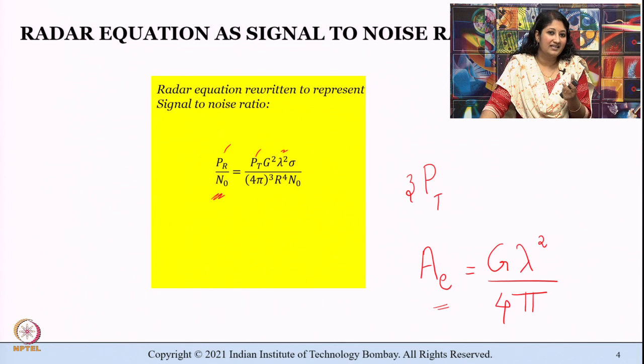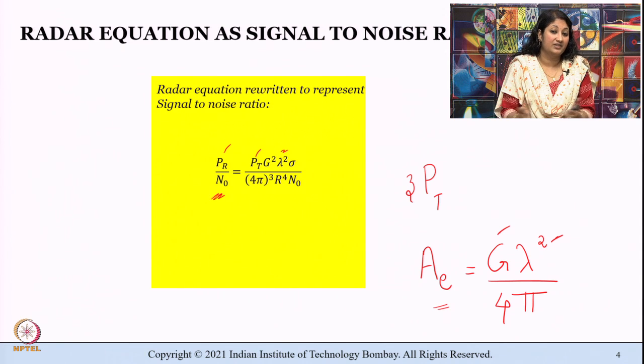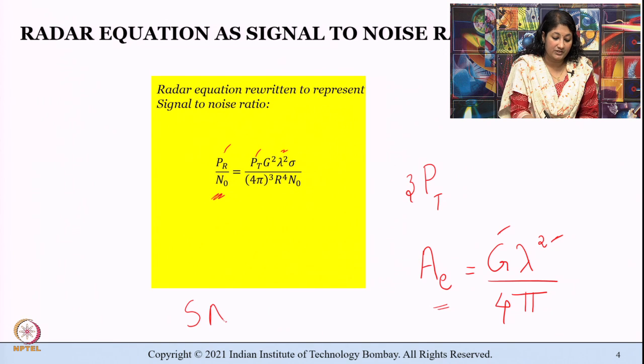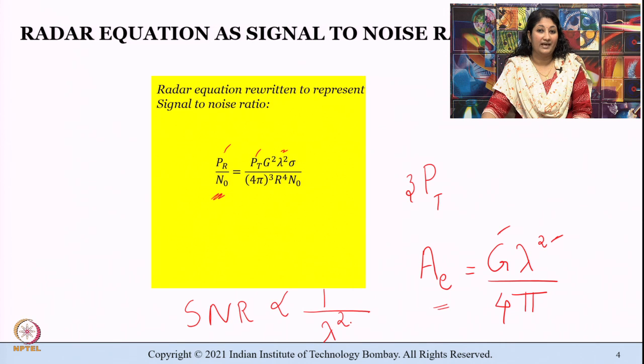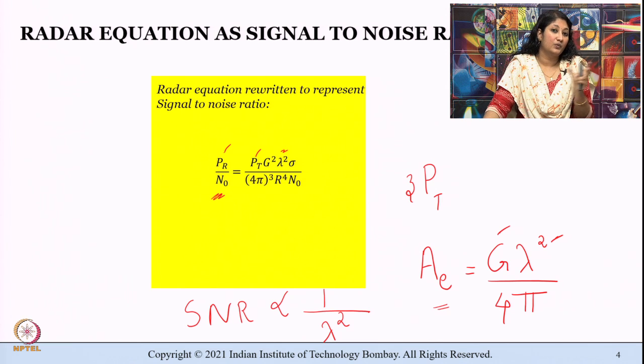So, you can recollect that increase in wavelength also has an impact on the antenna gain. Therefore, wavelength is going to impact gain, and the net effect of wavelength is that signal to noise ratio shall be inversely proportional to square of wavelength. That is why I said that shorter wavelength will have better signal to noise ratio. Why? Because antenna gain is also affected by the wavelength.